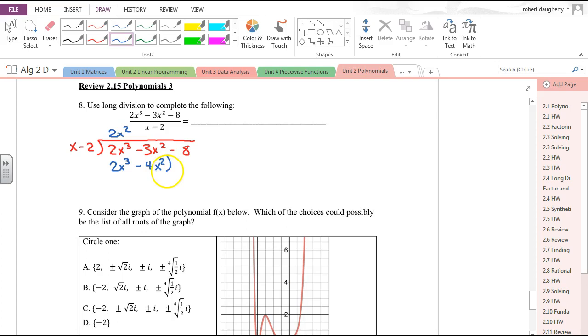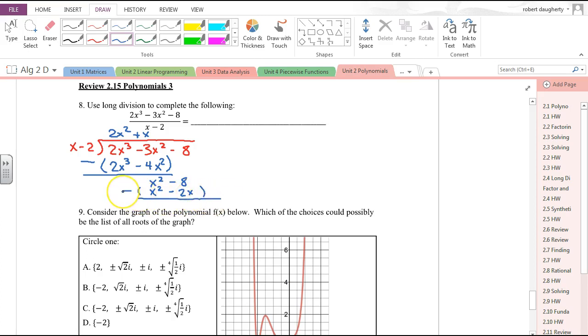Big thing, people make mistakes. You have to subtract all of that. So the first term cancels. The second term just becomes x squared, and I've got this minus 8. What do I multiply x by to get x squared? That is an x. So this gives me x squared minus 2x.